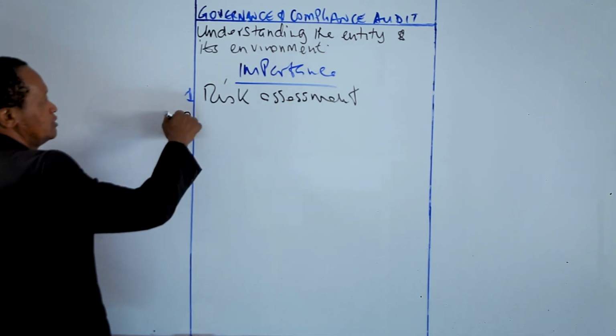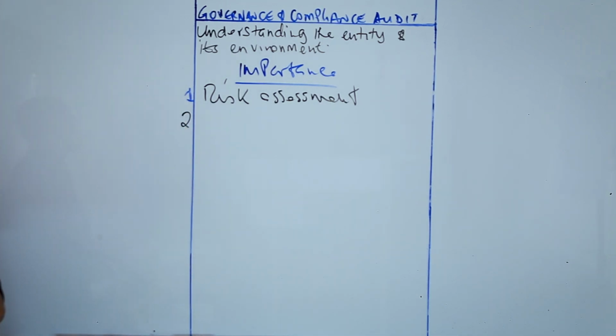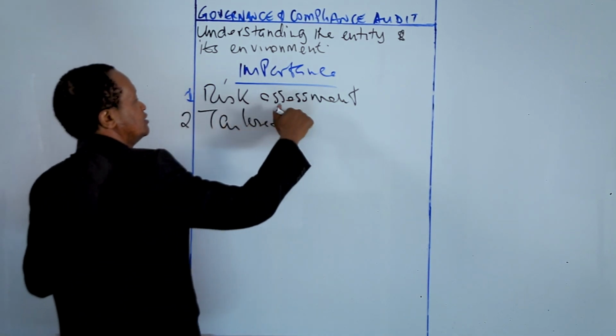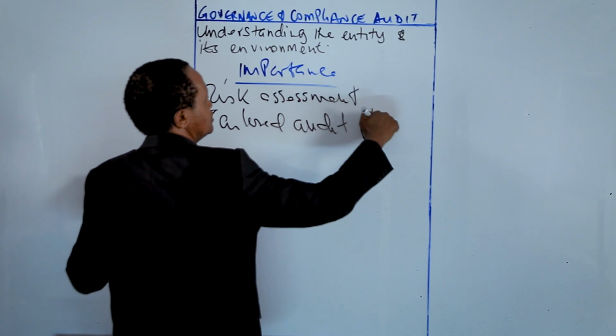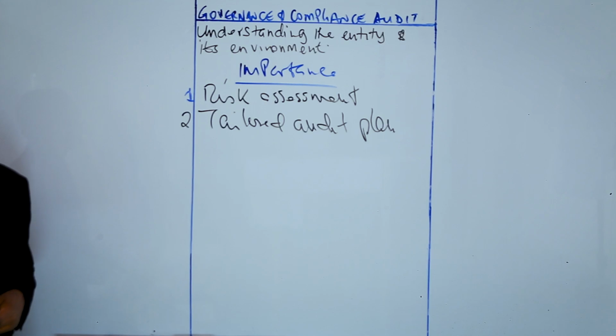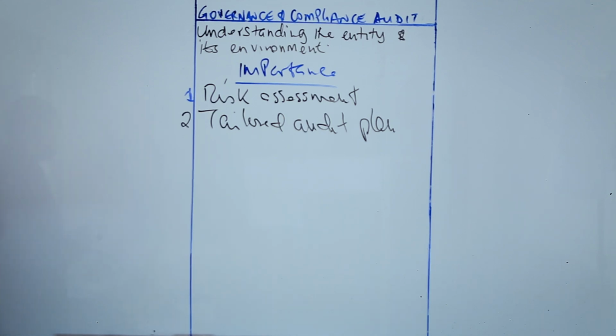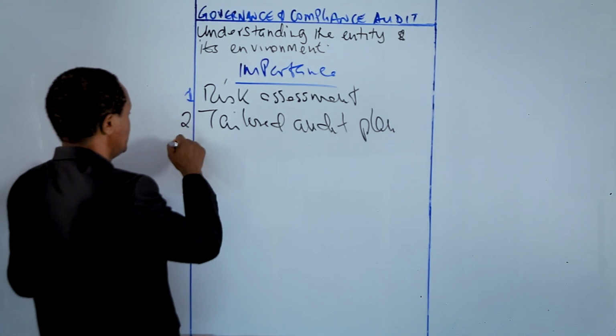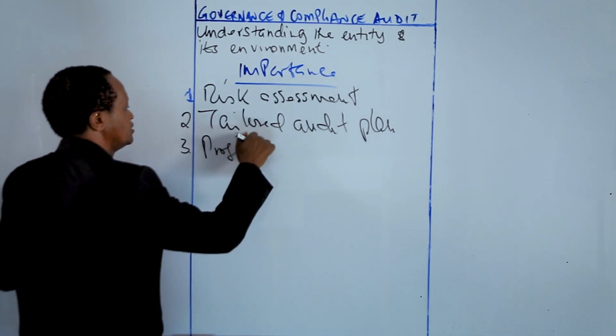The second reason is so as to have a tailored audit plan. Tailored audit plan, because generic audit plans are often ineffective. So by understanding the entity's unique characteristics, the auditor can tailor the audit plan to focus on the most relevant and risk areas.